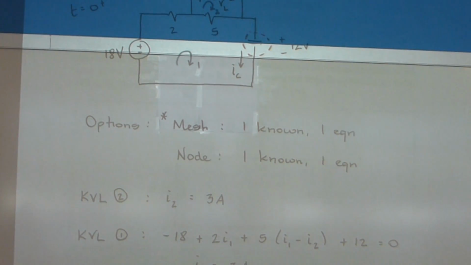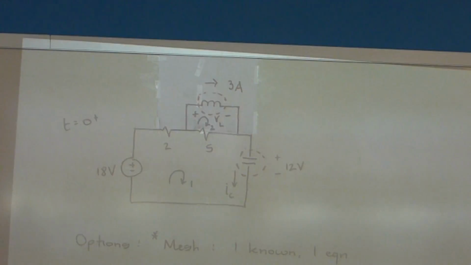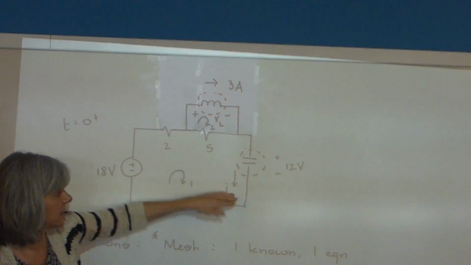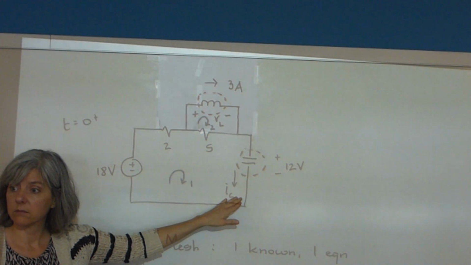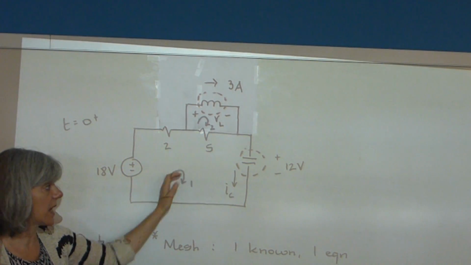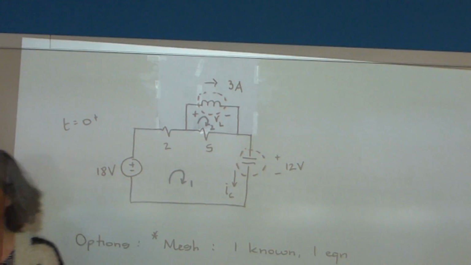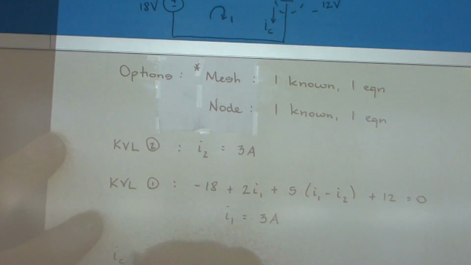So if I1 equals 3 amps, I1 is IC. So I have found one other thing I was looking for: I sub C of 0. They're in the same direction, so I sub C at 0 plus is 3 amps.